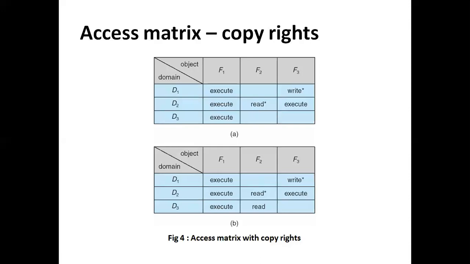Whereas if it is propagation, which is also called limited copy, then the copy is limited. That is, you can copy the access right read from D2 to D3, but you cannot copy it further. You cannot copy it from D3 to D1 or from D3 to any other domain.